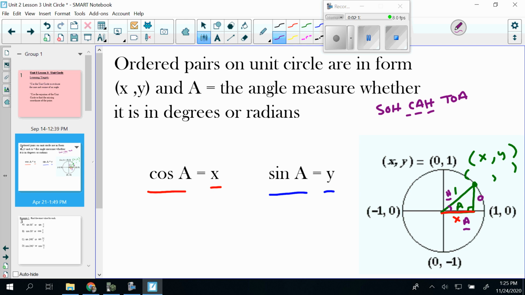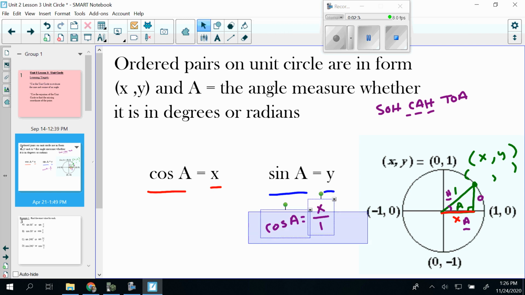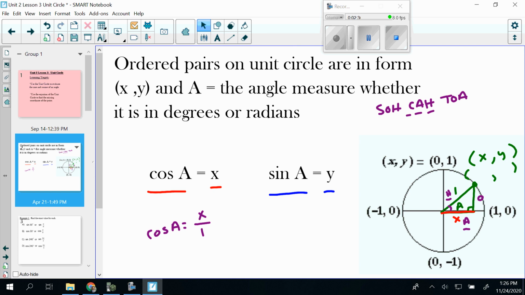And so this x side of the right triangle right here, if I did cosine of angle A, it would be equal to my adjacent side, which is x, over my hypotenuse, which is 1. Well, if it's over 1, that doesn't really change anything. And so cosine of A will then be equal to your x value.